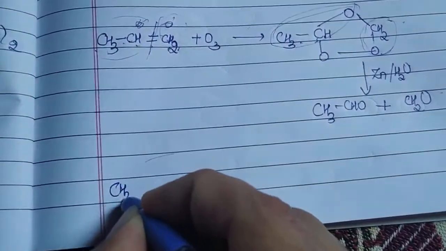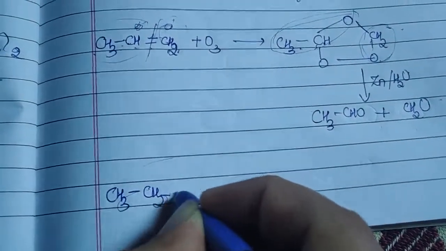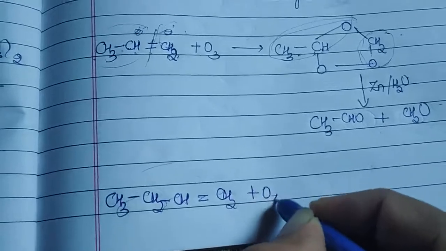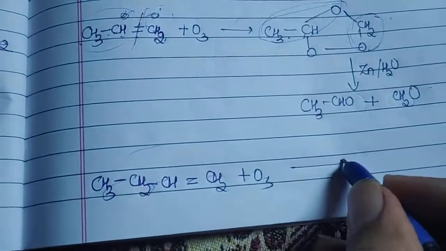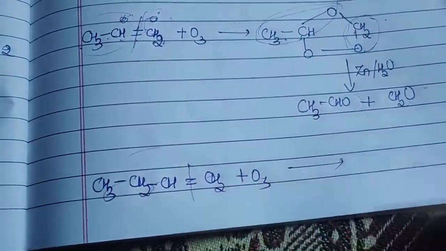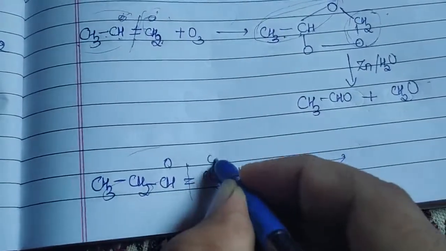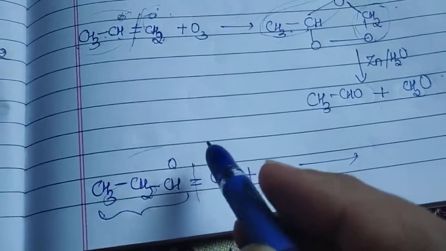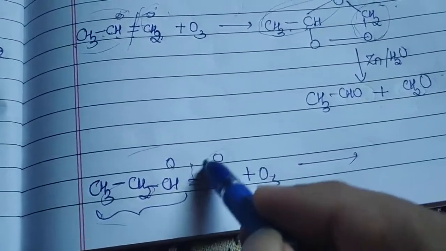Okay, you predict it directly. CH3CH2CH double bond CH2 plus O3. So what will the final product be? We can write it ourselves. Let us put one bond here. One O comes here, one O comes here. Then this becomes, very good, propanal. You are getting propanal plus formaldehyde.